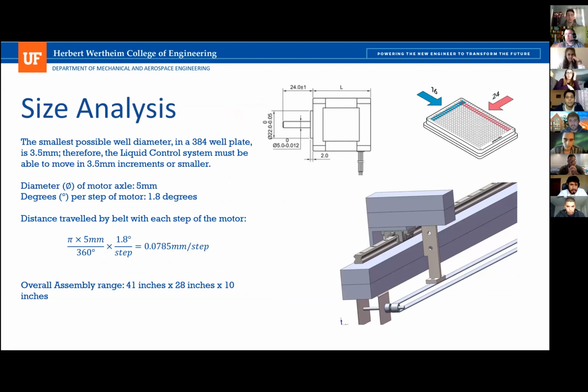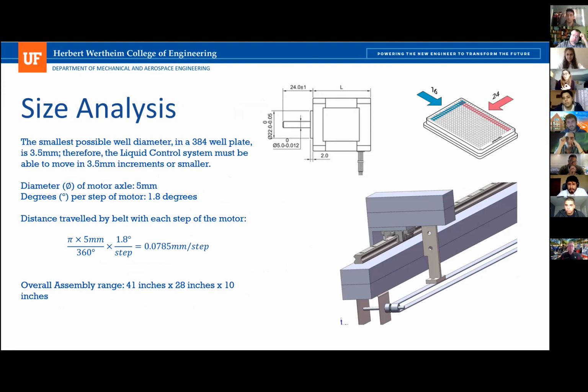All right, so simple size analysis, just to make sure that we can reach all of the wells, is that the motor that's used to move the subsystem on the XY axis, or I guess on all 3 axes, is a NEMA 17 stepper motor. It moves in 1.8 degrees per step of the motor, and the axle diameter is 5 millimeters. So with the pulleys and the belts, with each step of the motor, it's able to move about 0.07 millimeters, which allows us to reach all the wells.